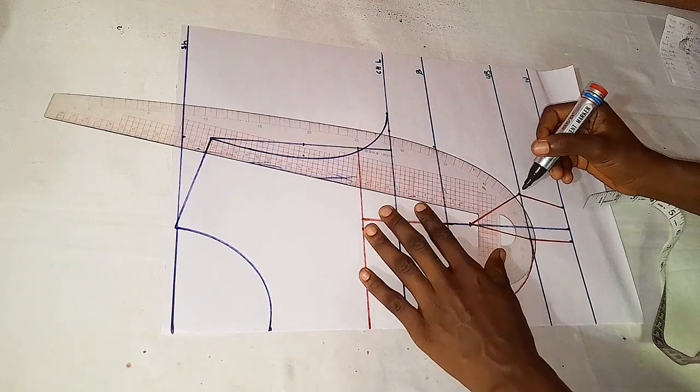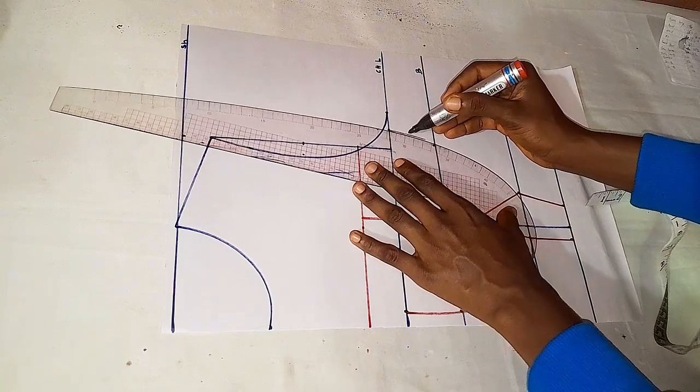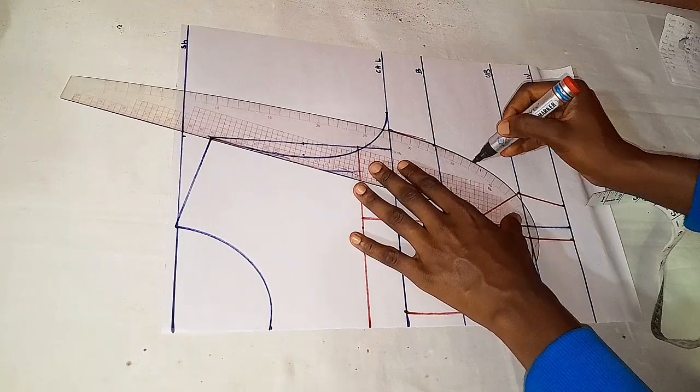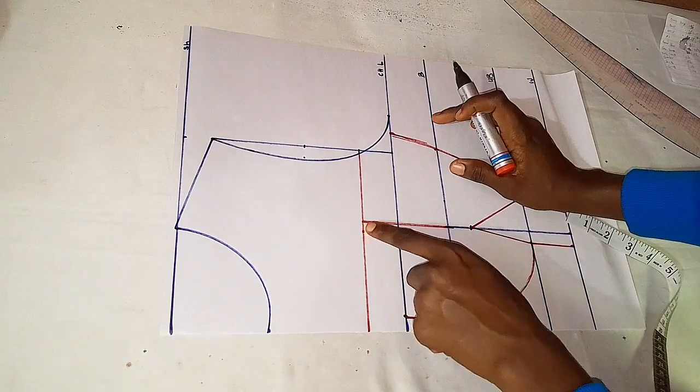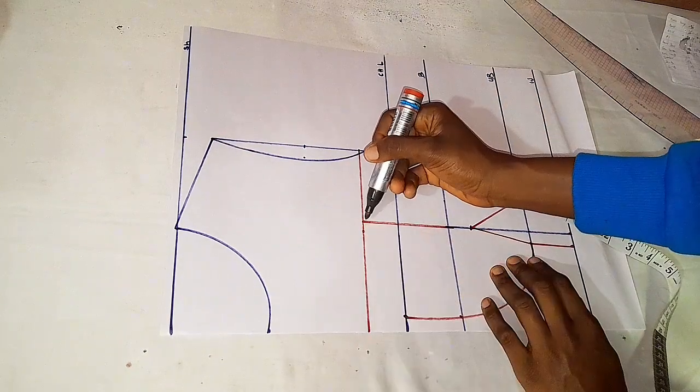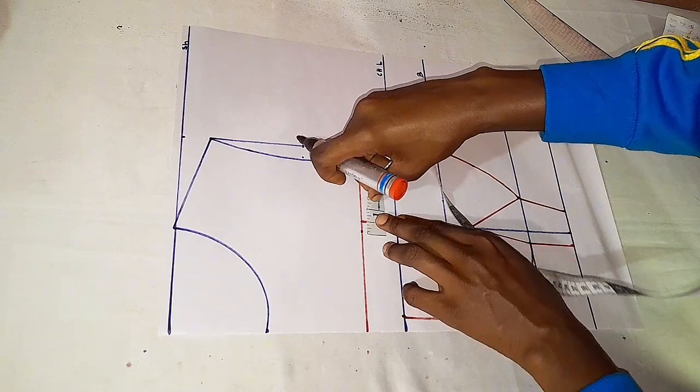From this dart leg created point, I'm going to create my dart at the nipple to nipple line. So I'm going to take out 1/2 inch from both sides.